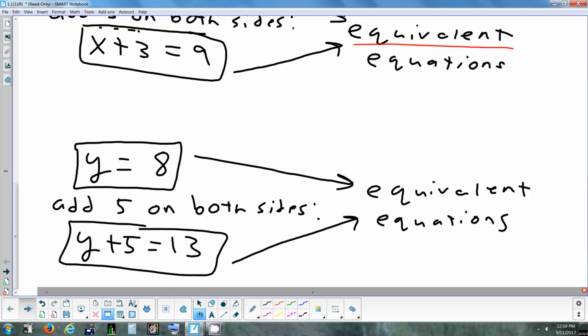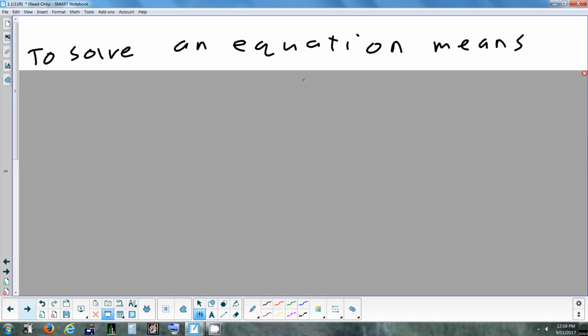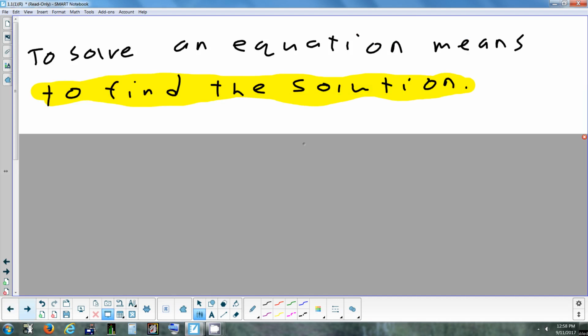That's the same idea, so let's go here. Okay, so solve. To solve an equation, yep, this you want to write down. What do you think it means to solve an equation? Find the answer. Yeah, find the solution. So when you solve an equation, you're looking for a number. You're always looking for a number. Some problems we don't get a number for an answer, but when you solve an equation, you do. Find the solution. Find the number.